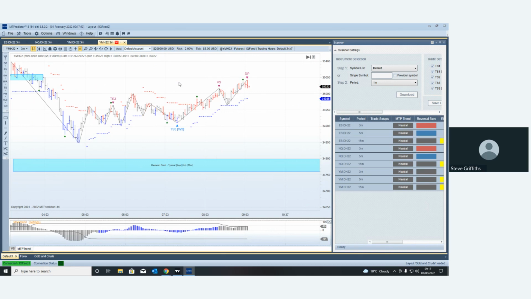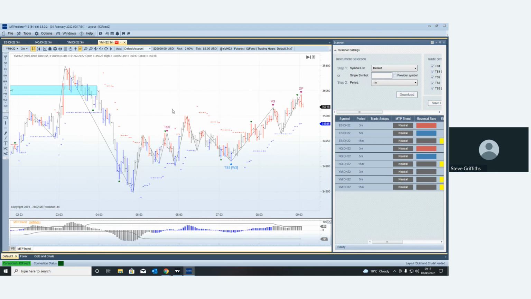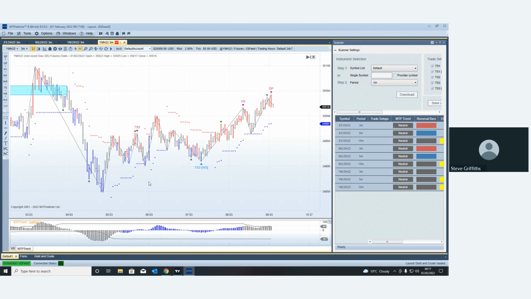Right, are there any questions on the VS setup so far? And in particular, is that how we're looking for it to be a reversal of an important high or low? I mean, the PS on this YM trade is we can see here that this VS setup was a result of the failure at this high, wasn't it? So this wasn't really a significant high, was it?